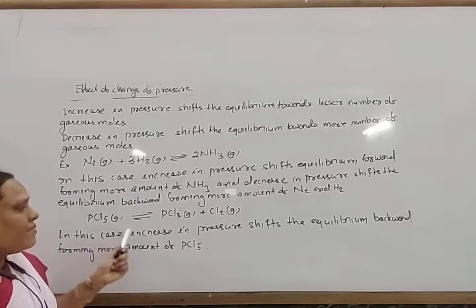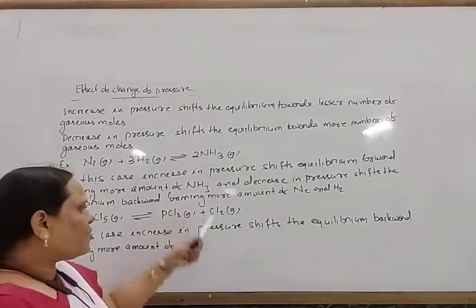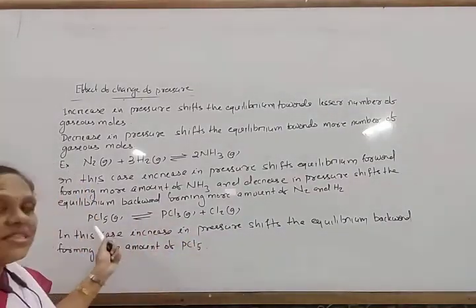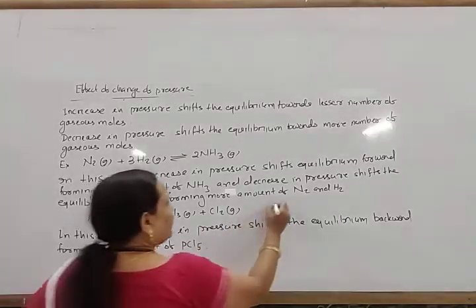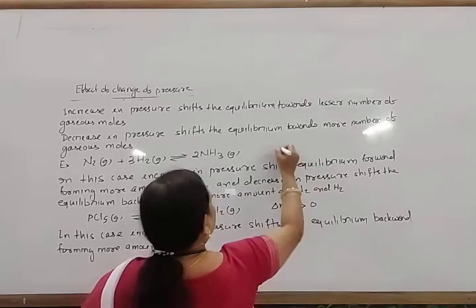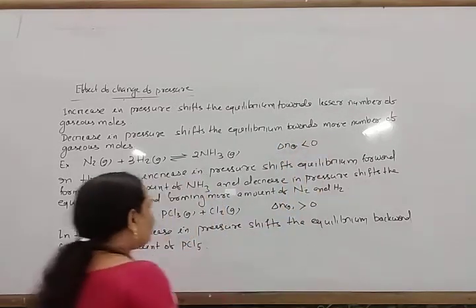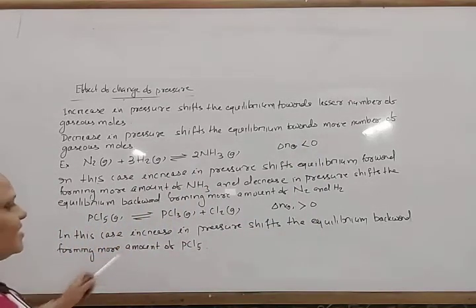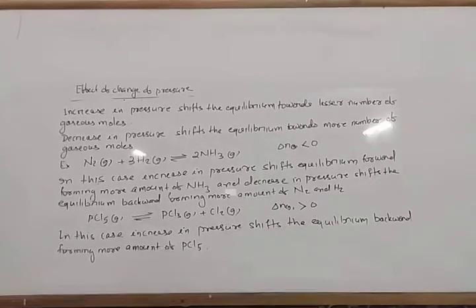Similarly, PCl5 gas gives rise to PCl3 gas + Cl2 gas. Going forward, 2 moles, and in this direction, 1 mole is there. So here del Ng greater than 0, and here del Ng less than 0. So in this case, increase in pressure shifts the equilibrium backward, forming more PCl5.